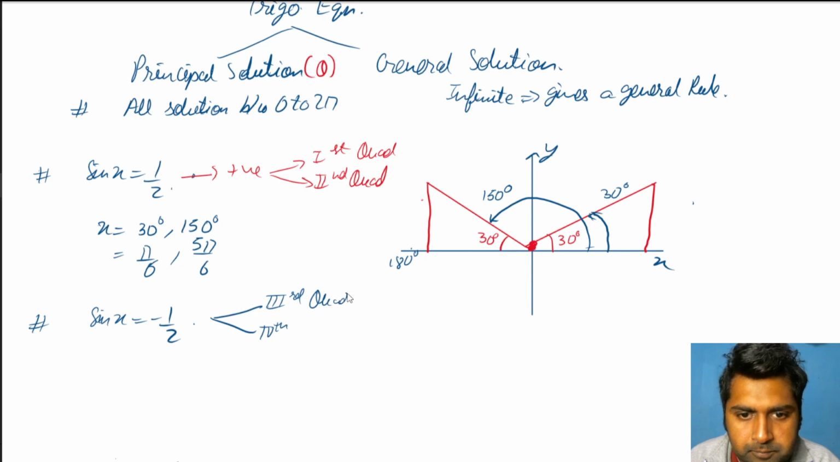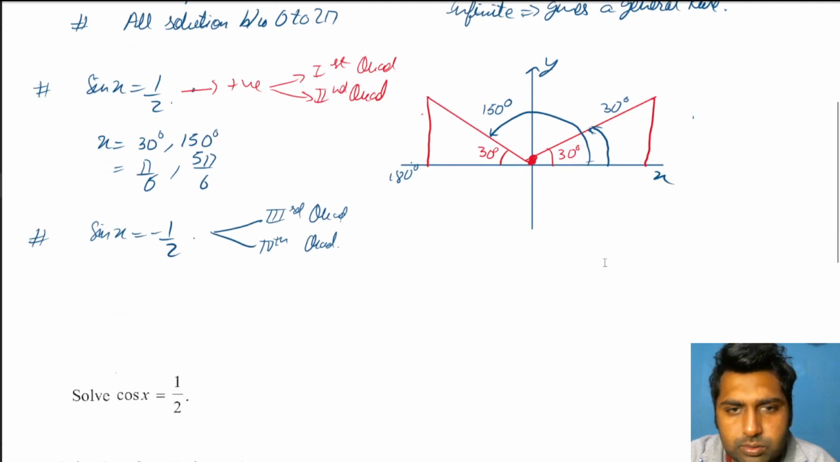Now forget about this negative sign and focus only on this 1 by 2. Sine is 1 by 2, so sine is 1 by 2 when the angle is 30 degree. So make the quadrant.